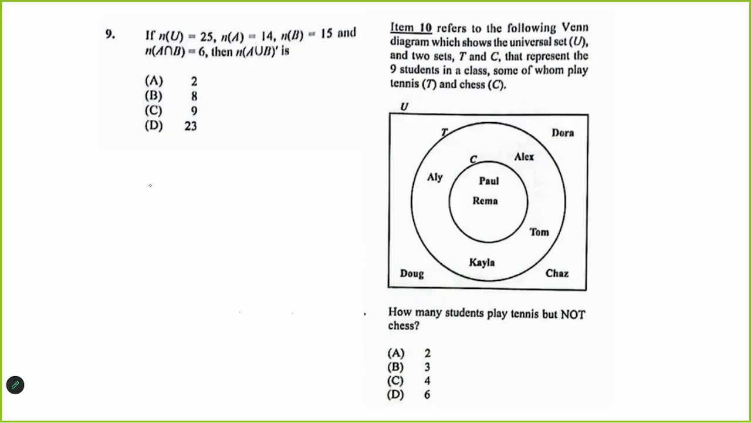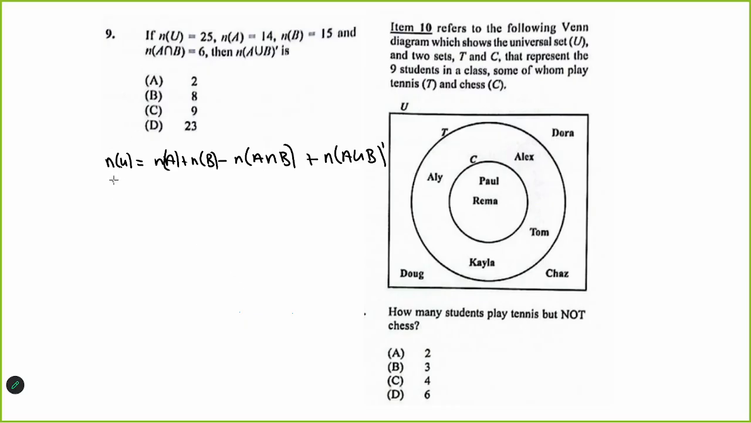Let's write that over again. Number of elements in U is equal to the number of elements in A plus the number of elements in B, subtract the number of elements in A intersecting B plus the number of elements in A union B complement.